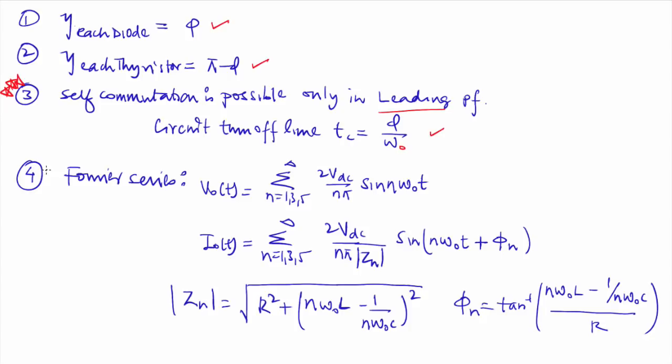The fourth point is the same for all kinds of load in the single phase half bridge inverter, that is the Fourier series expression of V naught of t, which is equal to the summation over n equal to 1, 3, 5 to infinity of 2VDC upon n pi sin n omega naught t.